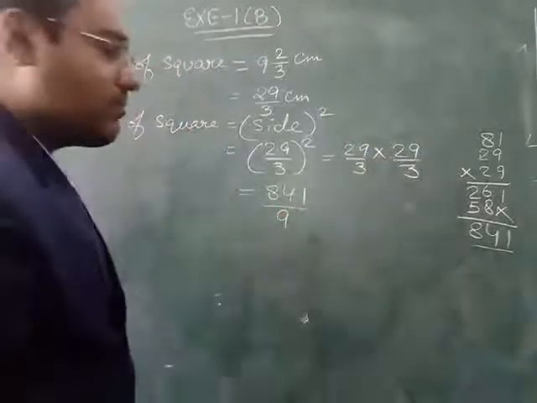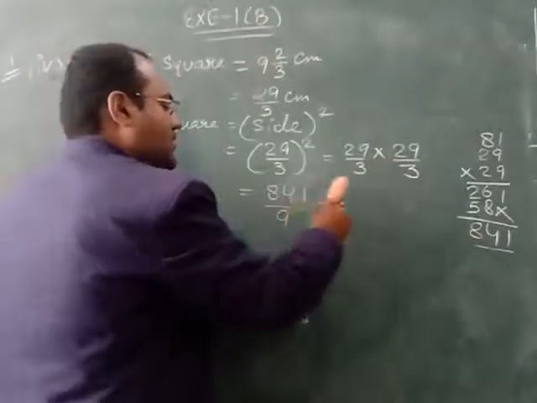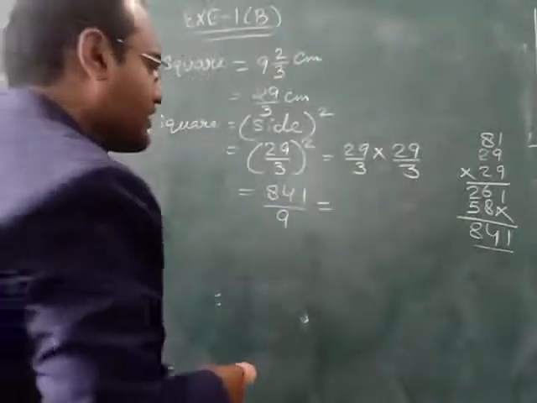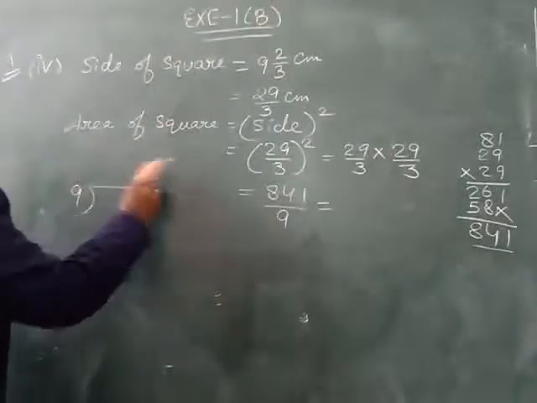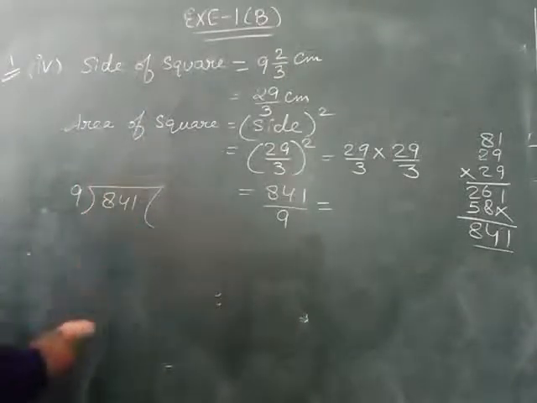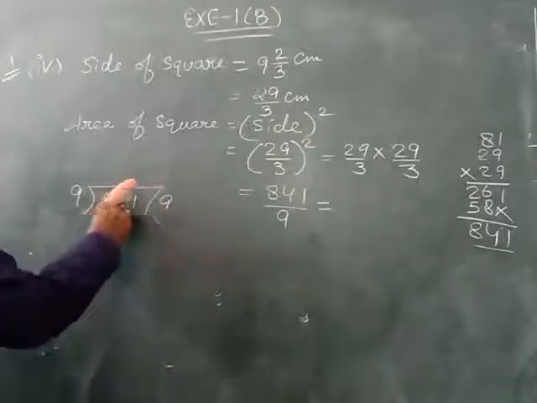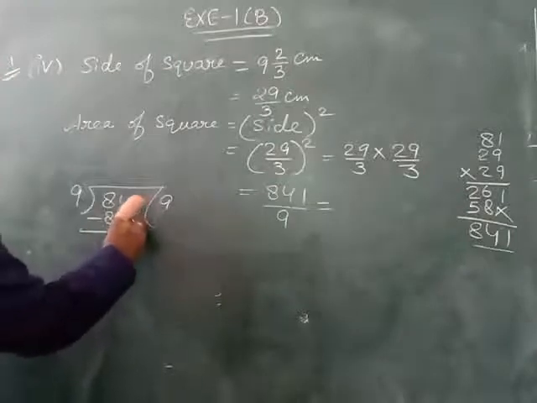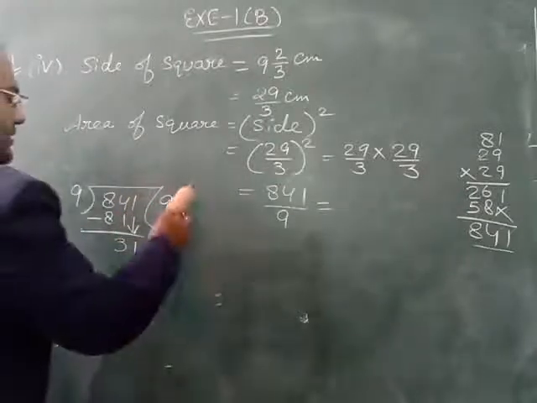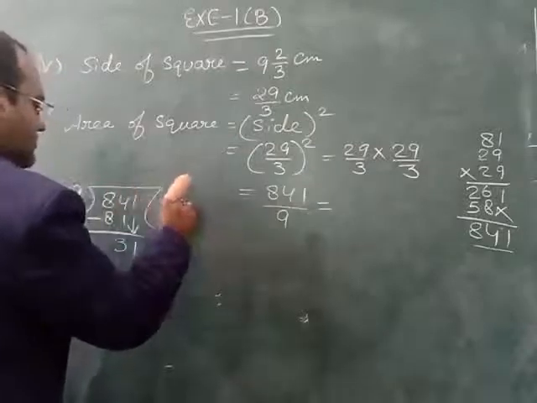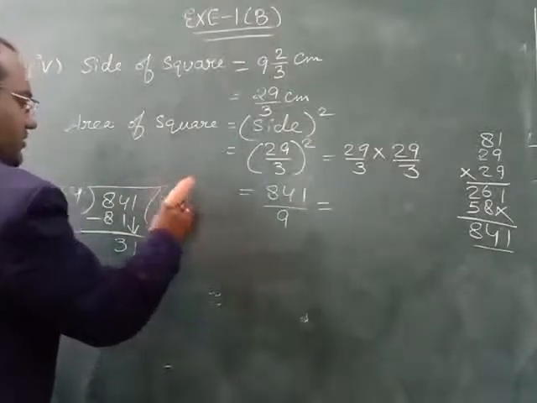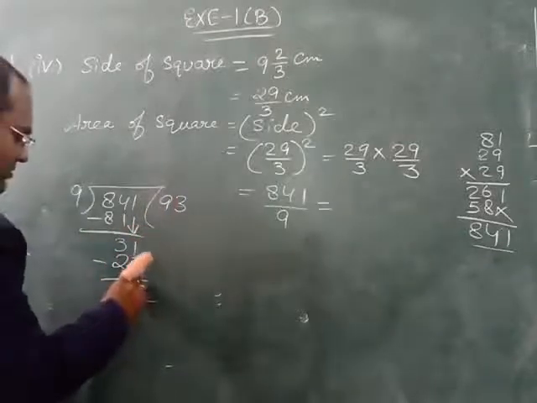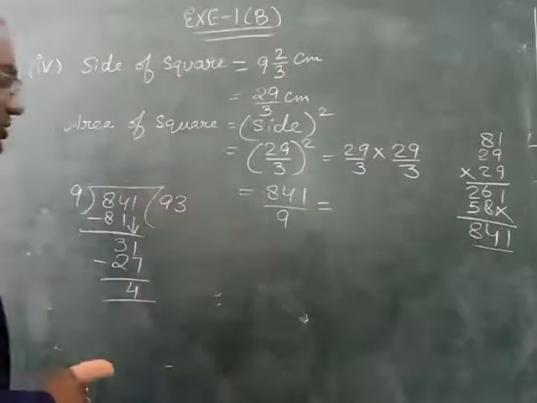Now we can change it into a mixed fraction. In order to change this number into a mixed fraction, we have to divide. 9 we will write outside, 841 we will write inside. 9 nines are 81. On subtracting them we will get 3. 1 we will bring downside. 9 threes are 27. On subtracting them we will get the remainder 4. Remainder is 4.